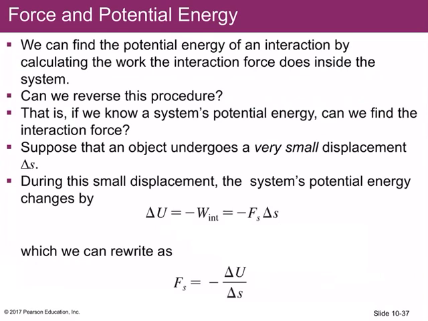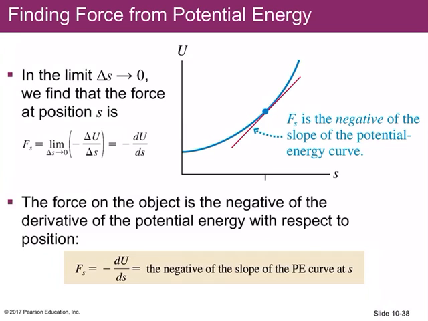Okay. Alrighty. So here we're looking at forces and potential energy, which we did already in chapter 9. We can find potential energy by calculating the work, right? So the force times a distance. And if we know the system's potential energy, then we can find the force, essentially, if we can figure out what the displacement is. So the force is going to equal the negative potential energy divided by the displacement.